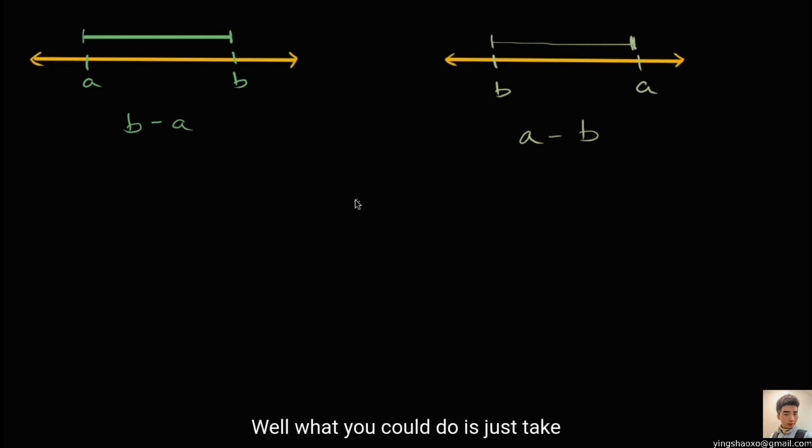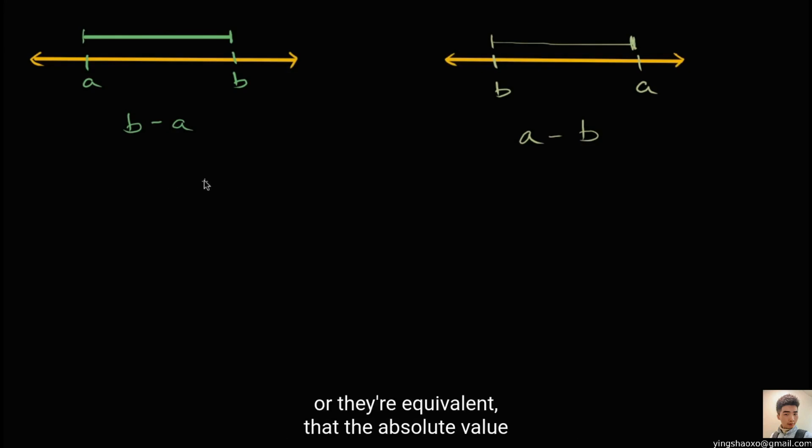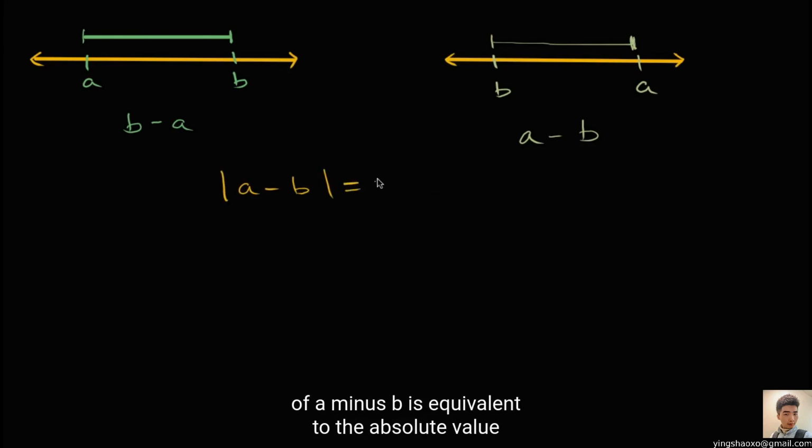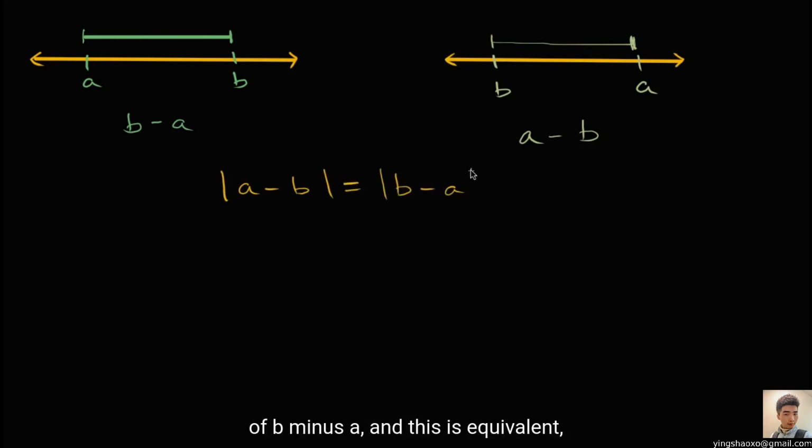Well, what you could do is just take either A minus B or B minus A and take the absolute value. And if you do that, it doesn't matter if you take B minus A or A minus B. Turns out that regardless of whether A is greater than B or B is greater than A or they're equivalent, the absolute value of A minus B is equivalent to the absolute value of B minus A. And either of these expressions is the distance between these numbers.